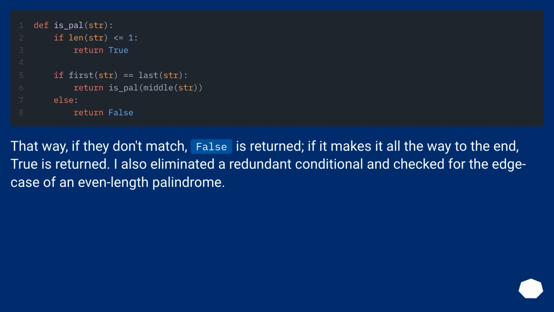That way, if they don't match, false is returned. If it makes it all the way to the end, true is returned. I also eliminated a redundant conditional and checked for the edge case of an even length palindrome.